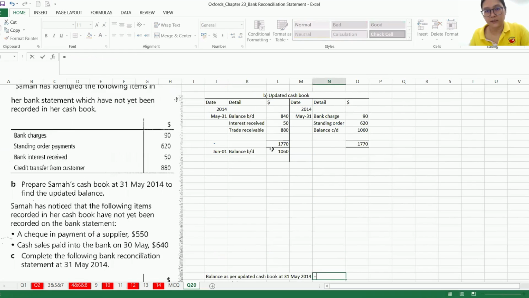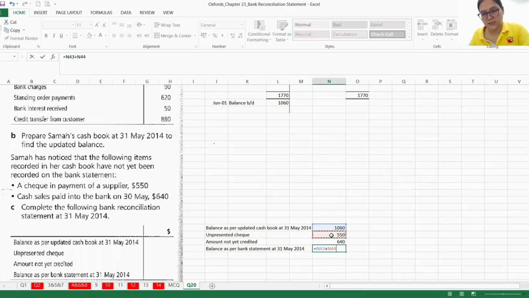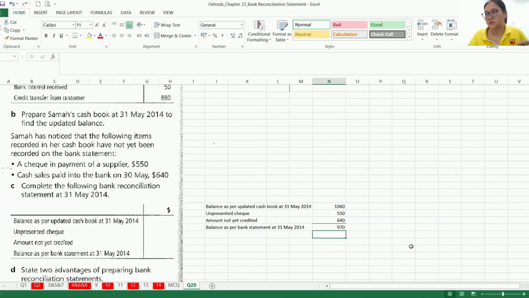Here we have updated is 10, and then we have the check paid to supplier unpresented yet. So this is the 550. Amount not yet credited is 640. So this amount should be this plus this minus this. So our bank statement should be 970. Okay, so this should be the amount for it.